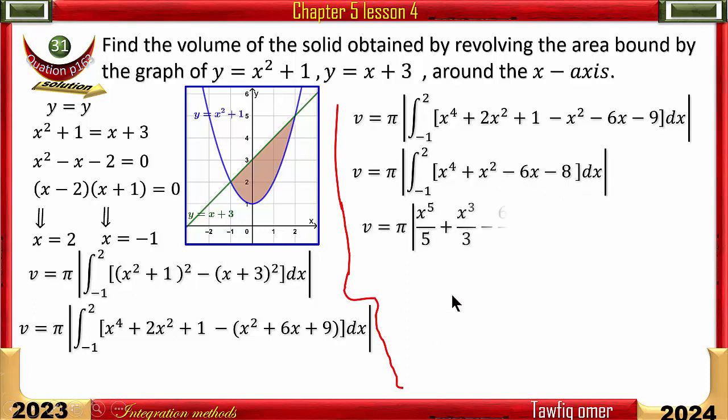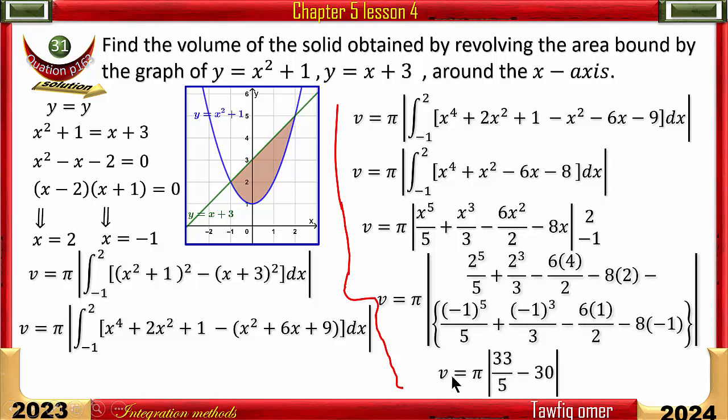And now by taking integration, x to the power 4 becomes x to the power 5 over 5, and x squared becomes x cubed over 3, minus this one becomes 6x squared over 2, and this one is 8x. And now replacing and simplifying, the volume is equal to 117 pi over 5.